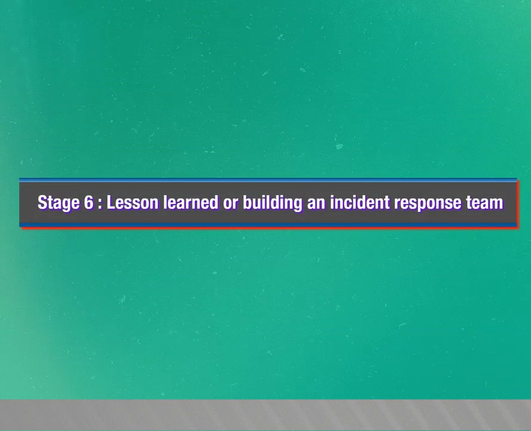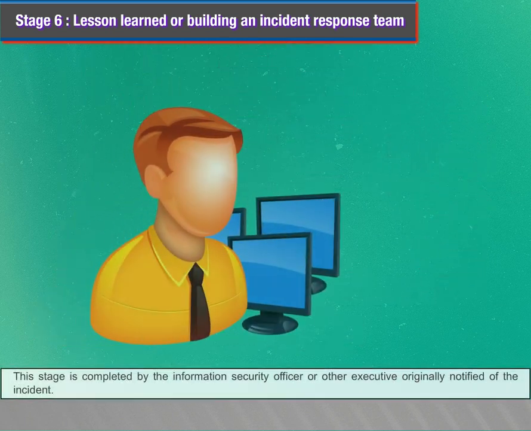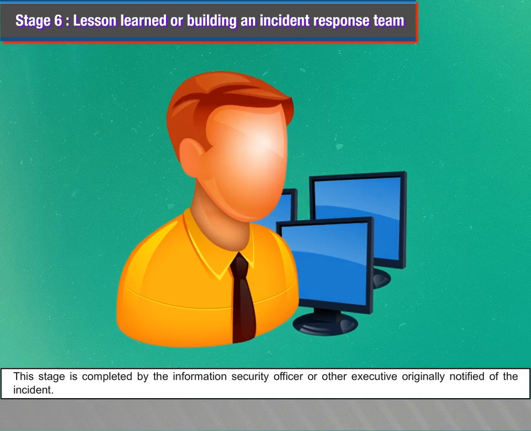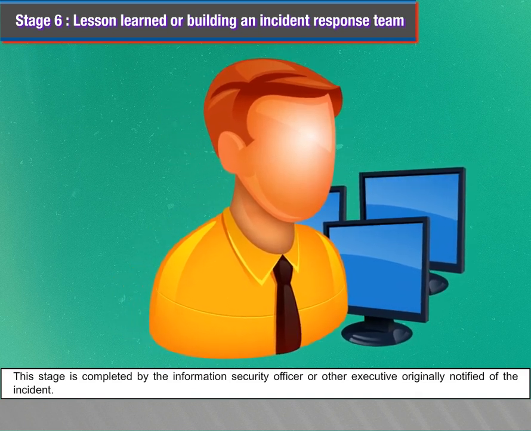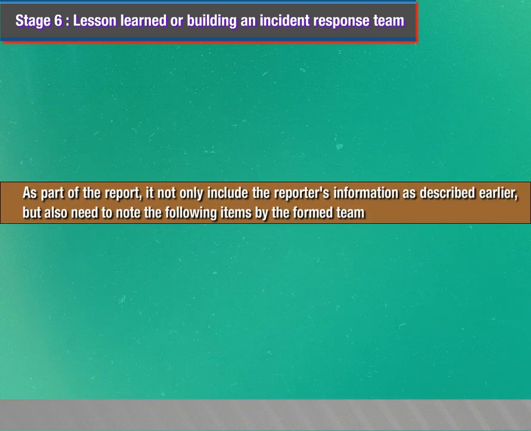Stage 6. Lessons learned, or building an incident response team. After the recovery stage, users need to hold their lessons learned meeting after the incident has been taken care of. This stage is completed by the information security officer or other executive originally notified of the incident. As part of the report, it not only includes the reporter's information as described earlier, but also needs to note the following items by the formed team.